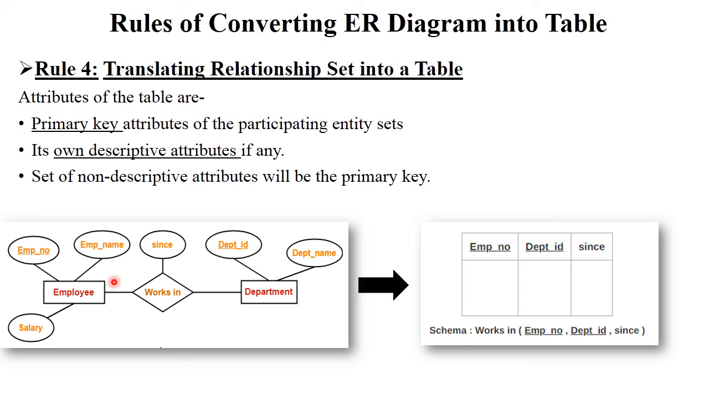How? See here. Suppose a relation is mentioned in your ER diagram, that is works in, in diamond format. Always take the first strong entity, employee, with its primary key. Next the second entity set with its primary key, and the relation works in, and mention the attributes of the relation, that is since. See here, employee number is the first entity's primary key, department ID is the second entity's primary key, and since. Since is an attribute of the relationship. Suppose the relationship works in has two or three attributes, you have to mention all of them here. So this is the concept of translating a relationship in an ER diagram into a table.